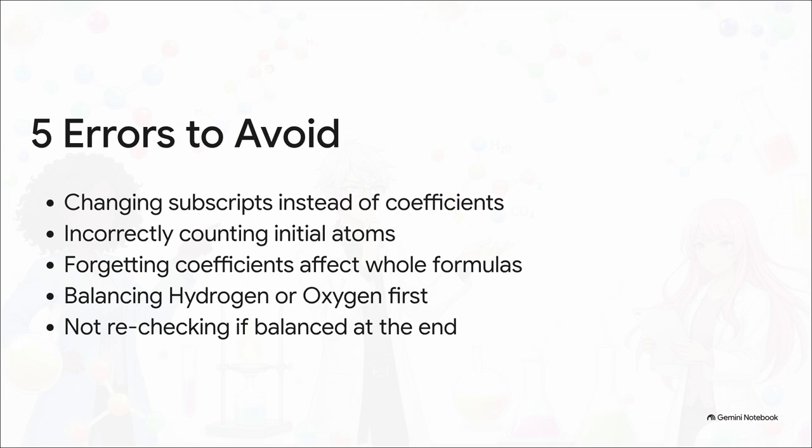Error 2 is incorrectly counting your initial atoms. Just make a careful list, take your time. Error 3 is forgetting that a coefficient multiplies the entire formula, not just that very first element in the compound. Error 4, which we touched on earlier, is the massive trap of balancing hydrogen or oxygen first. Just don't do it. And Error 5, thinking you are done without doing a recount. Always perform a final forensic audit of your left and right sides to ensure absolutely perfect balance.